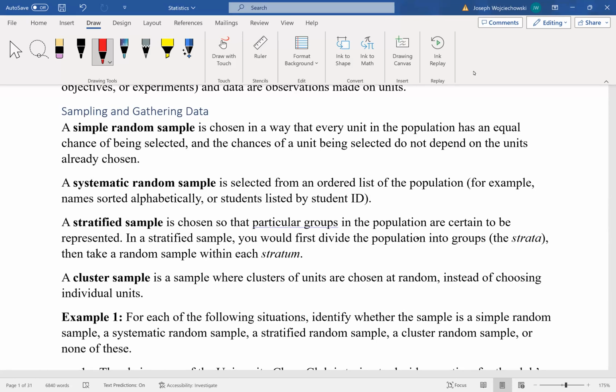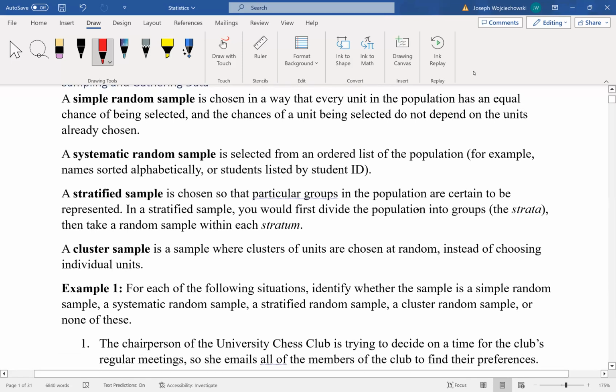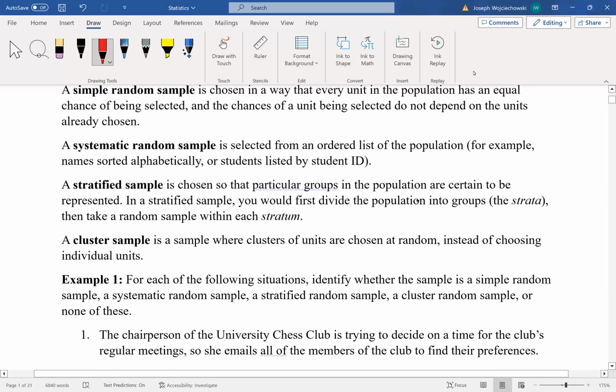First method we look at is a simple random sample. It's chosen in a way that every unit in the population has an equal chance of being selected. And the chances of a unit being selected do not depend on which units are already chosen. In other words, everybody has the same possibility of being chosen. And say my brother was chosen, that should not reduce the chance of me also being chosen.